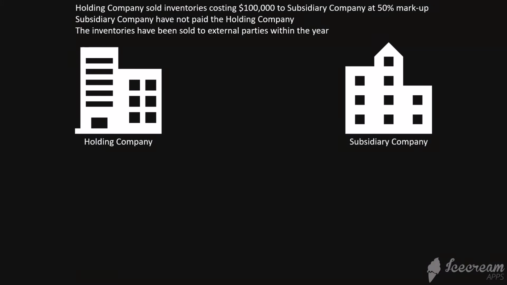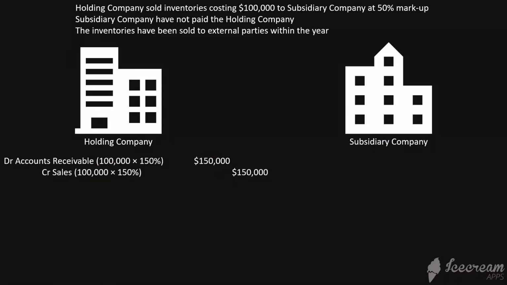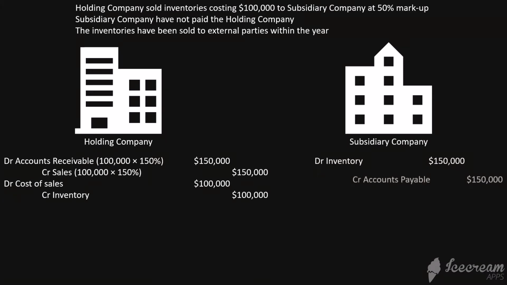When the holding company sold the inventory to the subsidiary company, it debits accounts receivable, credit sales by $150,000 to record the sale. Also, it will debit cost of sales, credit inventory by $100,000 to record the cost of goods sold. On the subsidiary side, when it purchased the inventory from the holding company, it debits inventory, credit accounts payable by $150,000. These are the transactions that occur within companies of the same group.